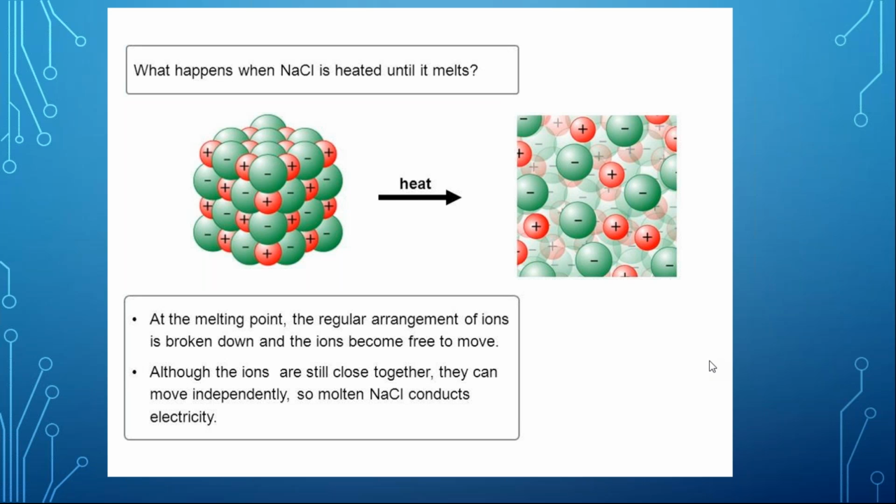So the molten sodium chloride can conduct electricity.